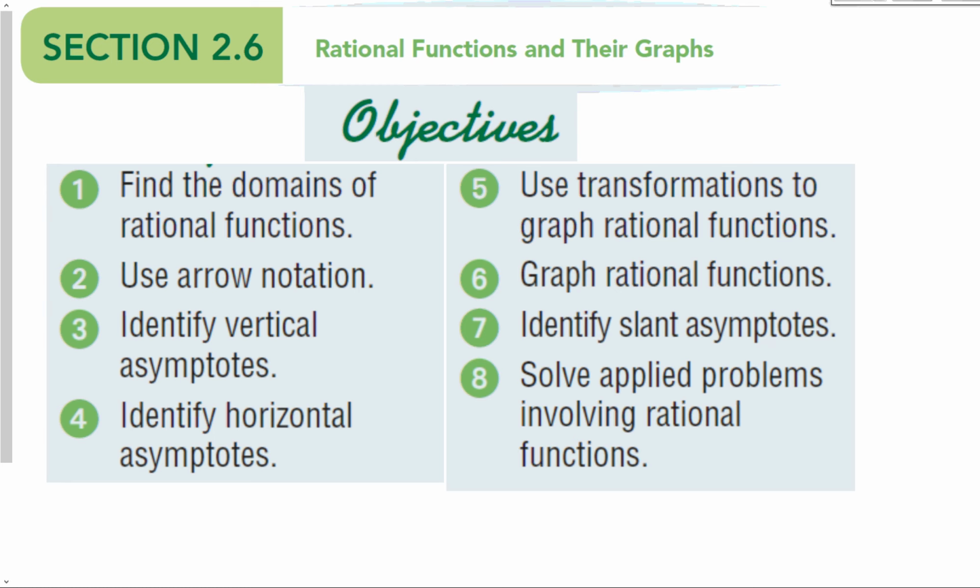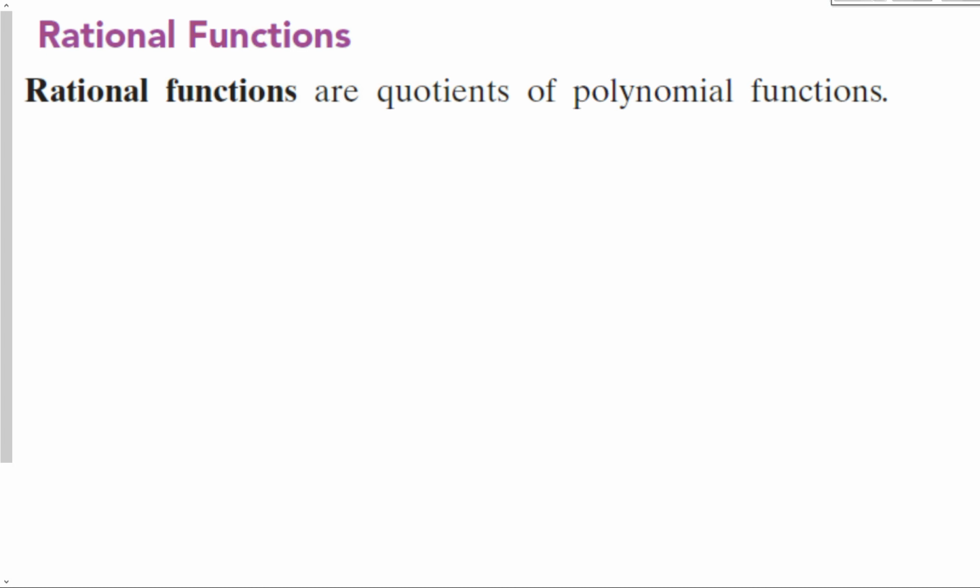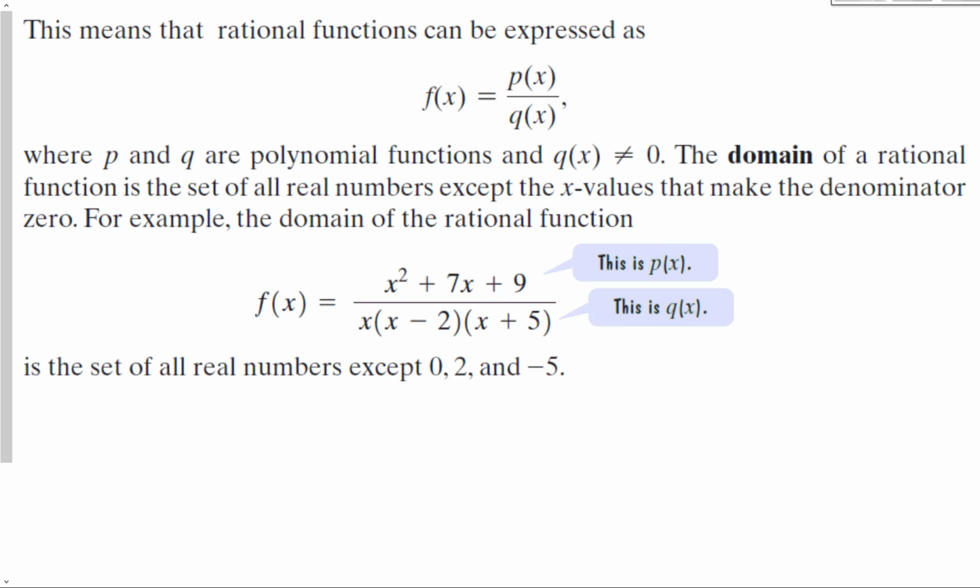So if we remember what a rational function actually is, a rational function is a quotient of polynomial functions. So when we have a rational function, we are going to have one function divided by a second function. Okay? So when we looked at the graph of polynomial functions, we had a few techniques about how to graph it.